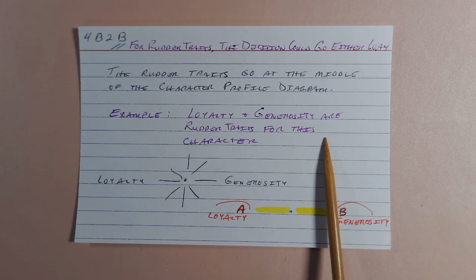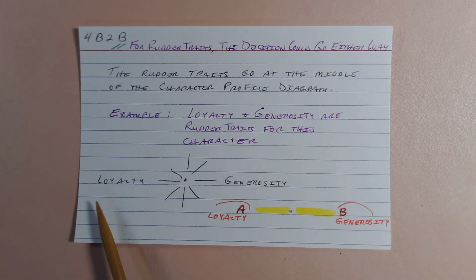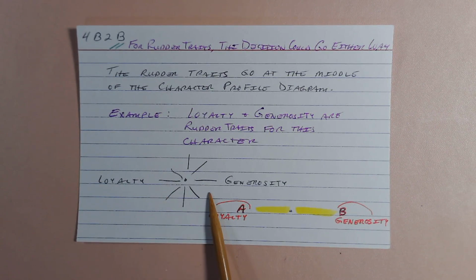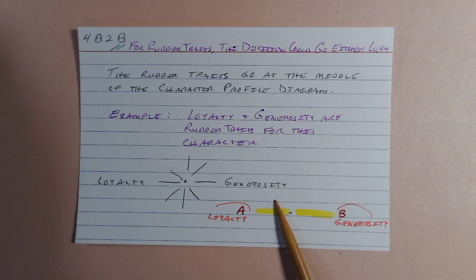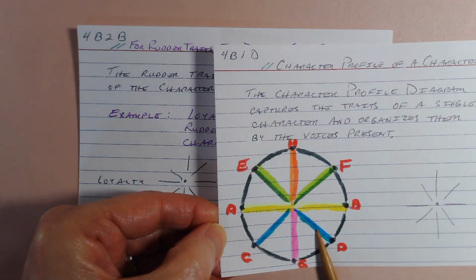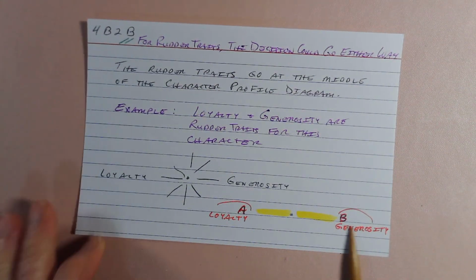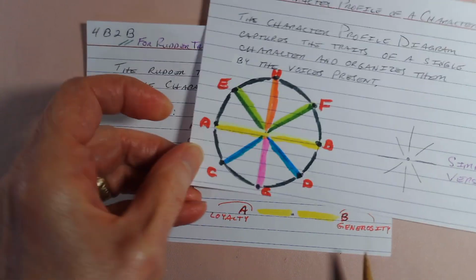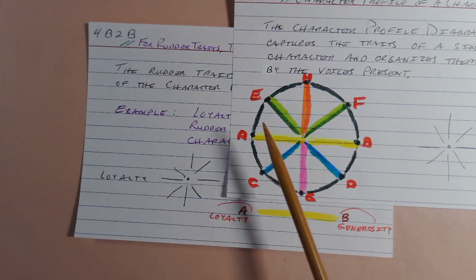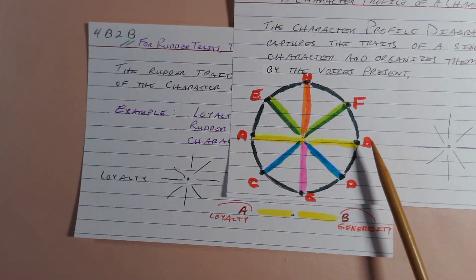Then where we would put them on the character profile diagram is we'd put them in the simplified diagram. We'd put them at either side of this center bar. And if we were using the colorful character profile diagram, then we would put them on the yellow line that crosses the center of that diagram. We would put loyalty on one side and generosity on the other.